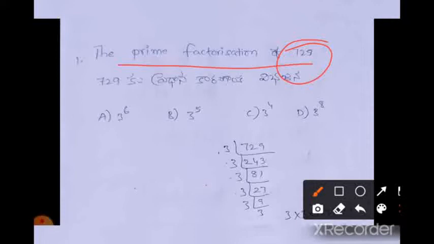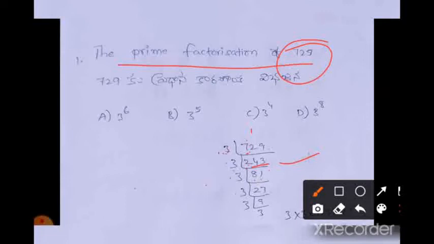So here I am checking whether 3 divides 729. In 7, 3 twos are 6, 1 is the remainder. So 1 and 2 make 12. In 12, 3 fours. And then 9. In 9, 3 threes are 9. And then here we get 243. In 243 we can find using the same table: 3 eights are 24 and 3 ones are 3.